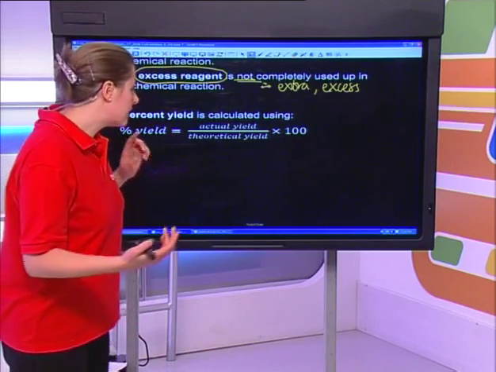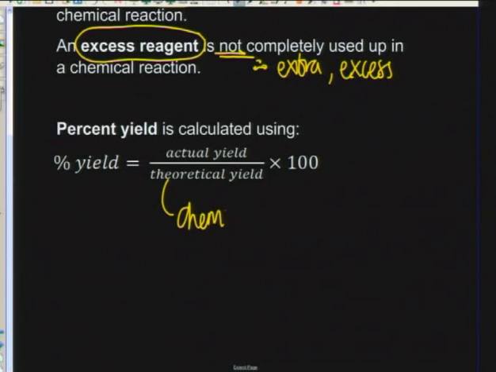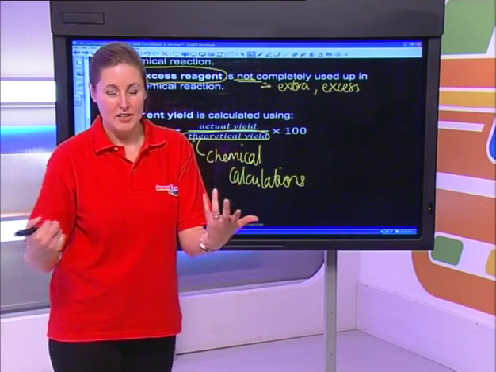So I could go and work out through my chemical calculations, like we've done in the past, I could go and work out from those chemical calculations. From those chemical calculations, I can work out theoretically what we should get, okay? The theoretical yield, how much we should get.